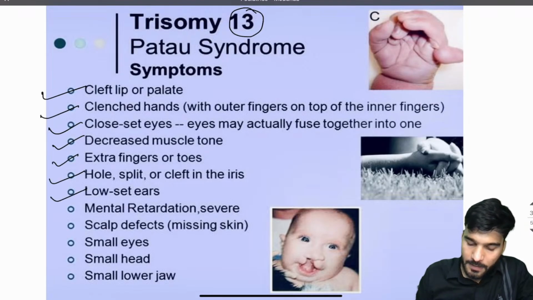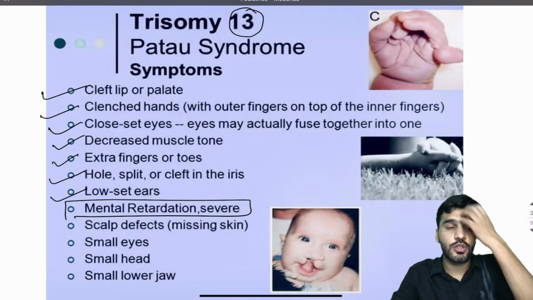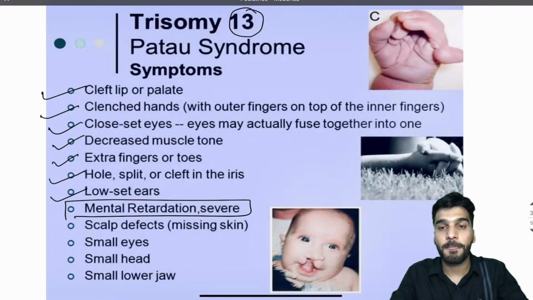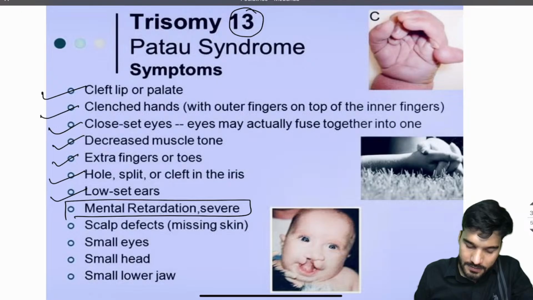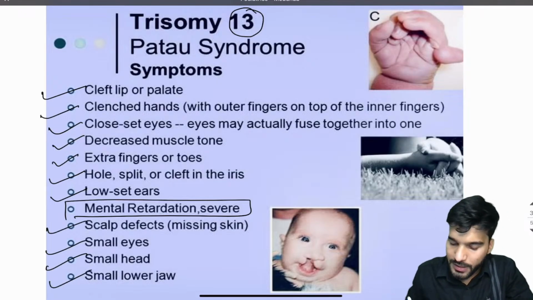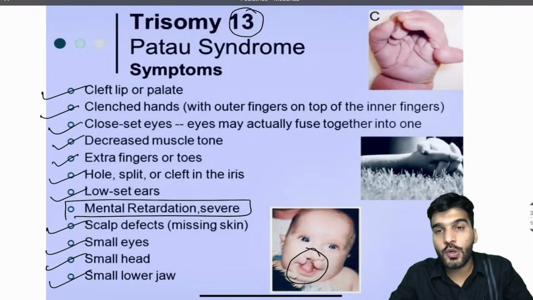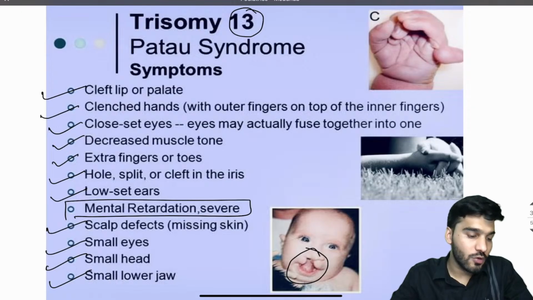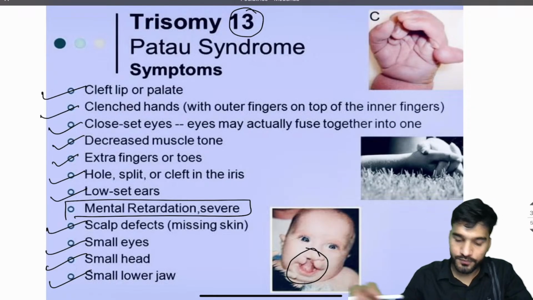Low set ears. Mental retardation is seen, and that can be severe. They have scalp defects, small eyes, small head, and a small lower jaw. Please do remember, guys, cleft lip or palate is usually seen in which syndrome? That is going to be Patau syndrome.